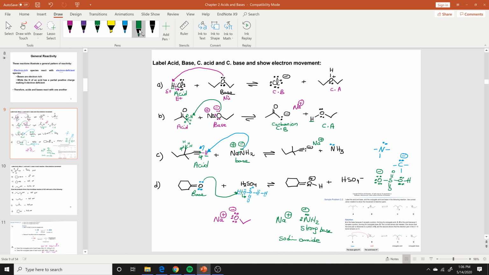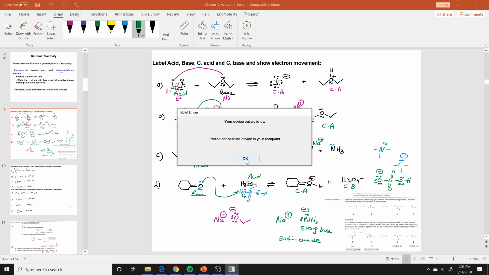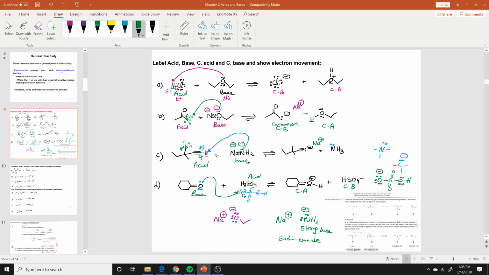So this is going to be my acid. This is going to be my base. This is going to be my conjugate acid because of the plus charge. Anyways, the bases change into conjugate acids, and the acids change into conjugate bases. This is a conjugate base because it has a negative charge. This is a conjugate acid because it has a positive charge. So let me plug that in and move on.